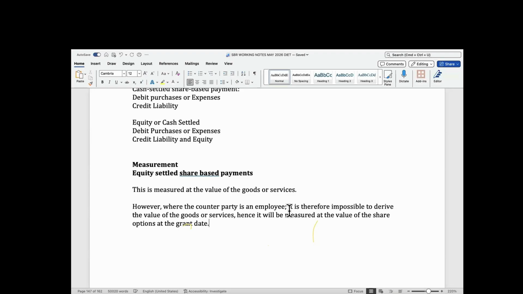In that case, you cannot measure this at the value of the service the employee is rendering to you, because you cannot really know the value of that service. So the only way we can measure this is to use the value of the share options at the grant date, because that's readily available. Okay, so as far as the measurement is concerned, this is how it is done.